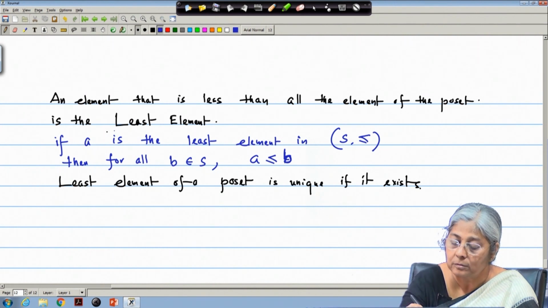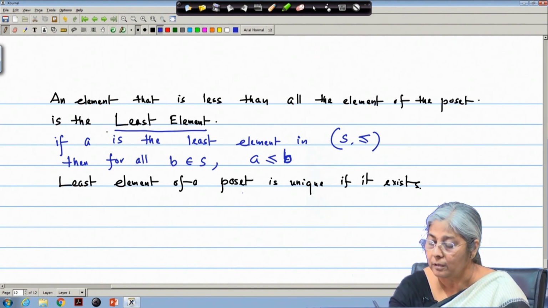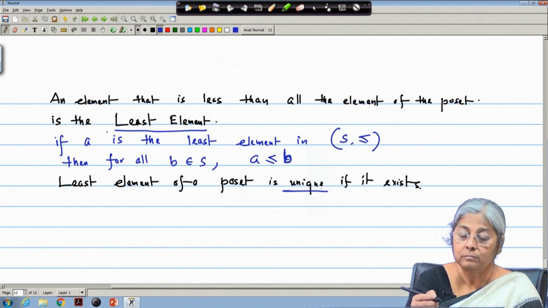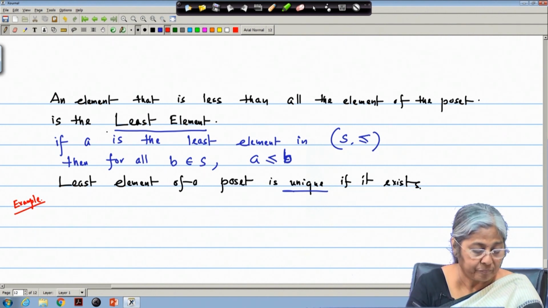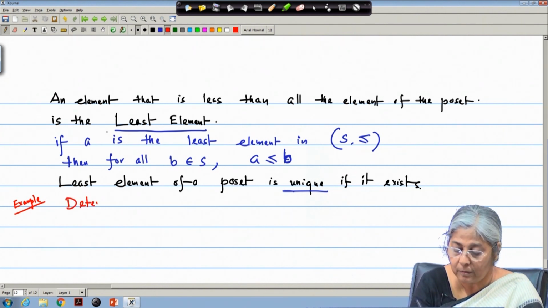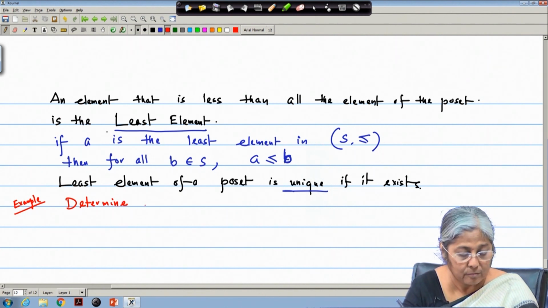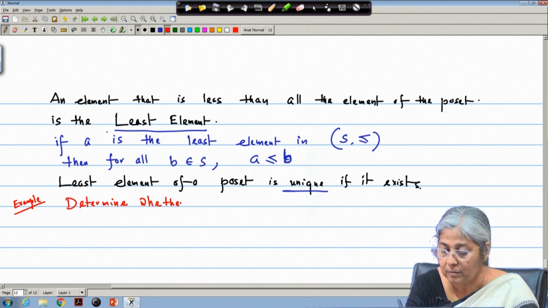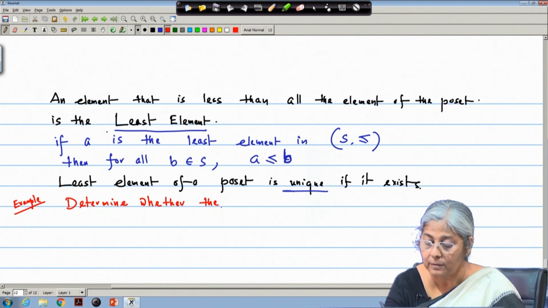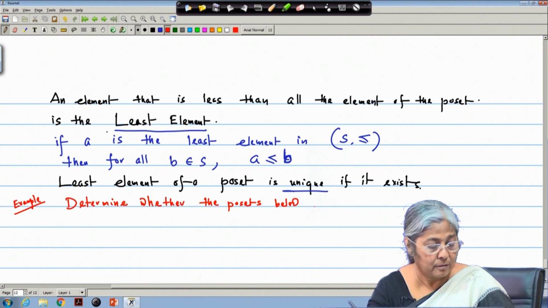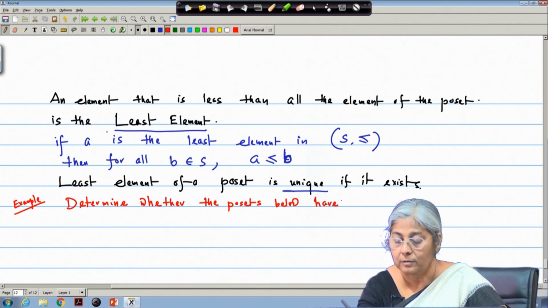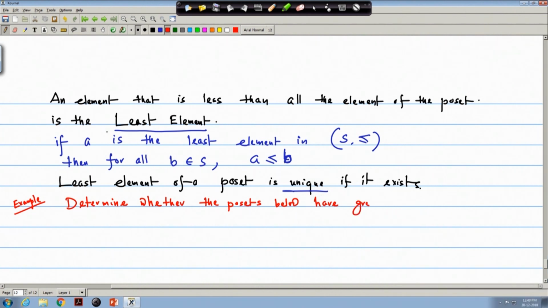So it is unique. If we take some examples, let us see some examples where we determine whether the posets below have a greatest element, or have a greatest or least element.